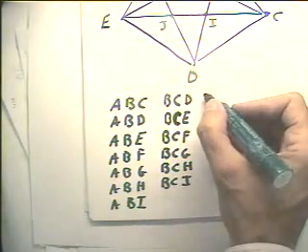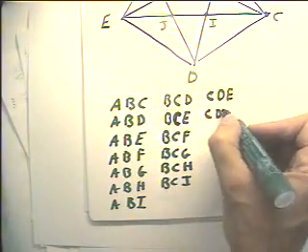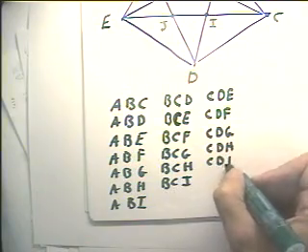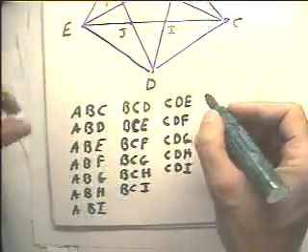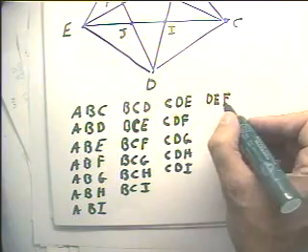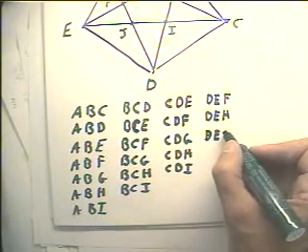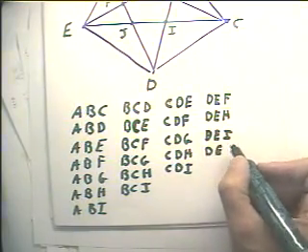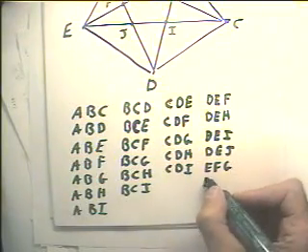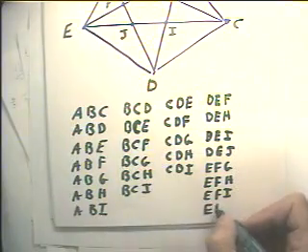And then we can start at C. We can list C, D, E, C, D, F, C, D, G, C, D, H, C, D, I. And then we'll go to D. We'll list D, E, F, D, E, H, D, E, I, and D, E, J. And then down below this, let's start with E. We've got E, F, G, E, F, H, E, F, I, E, F, J.